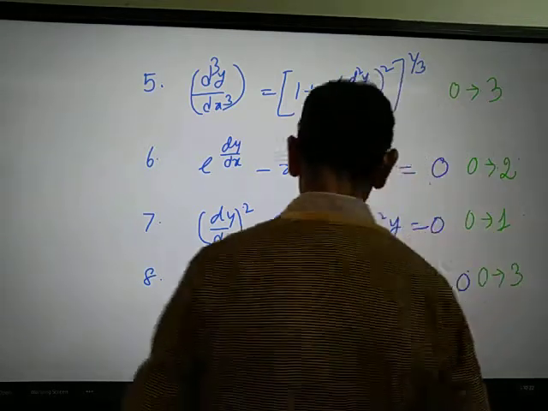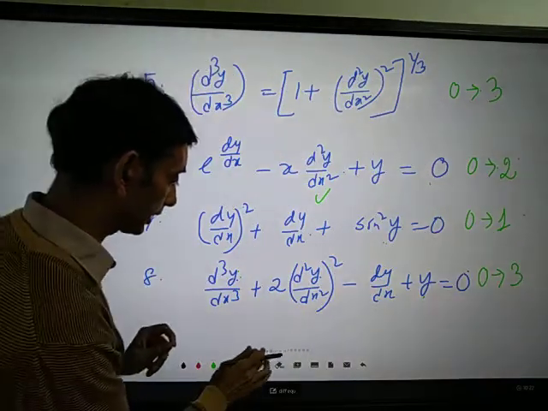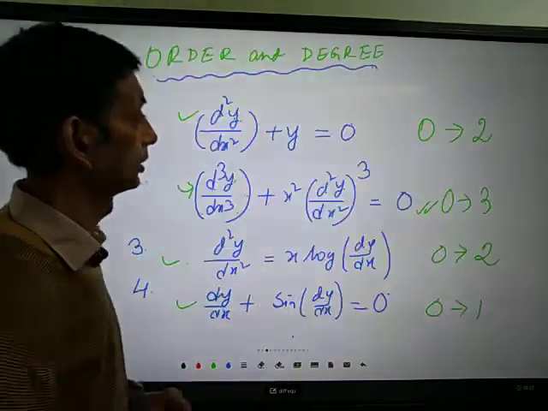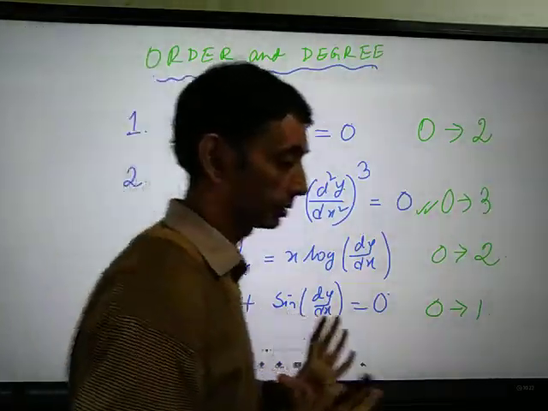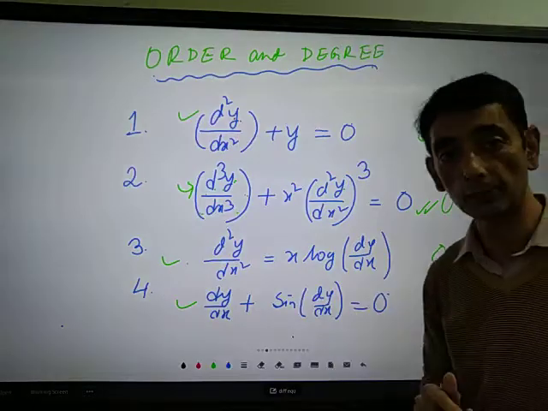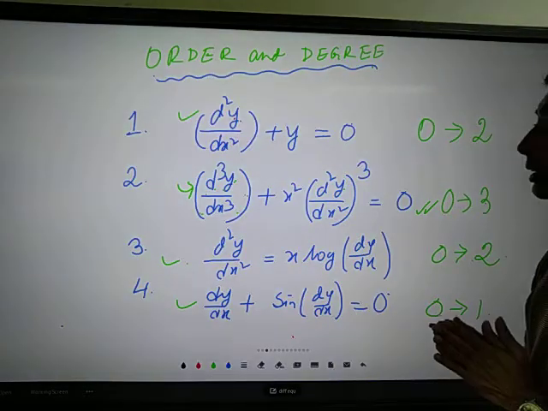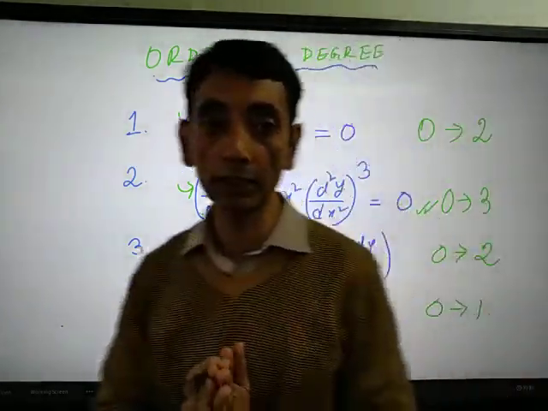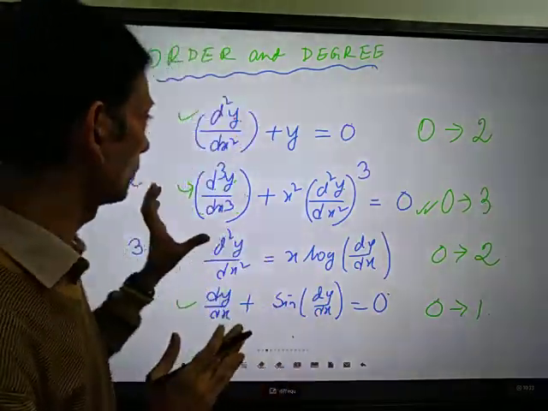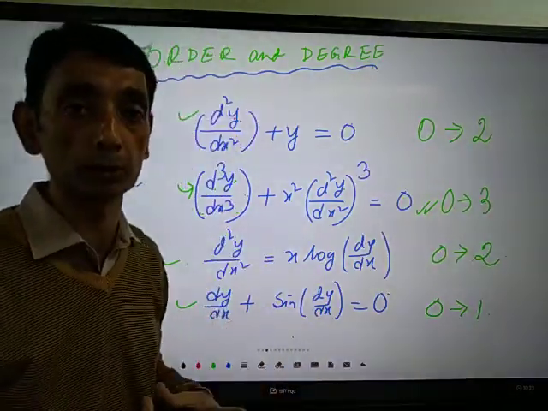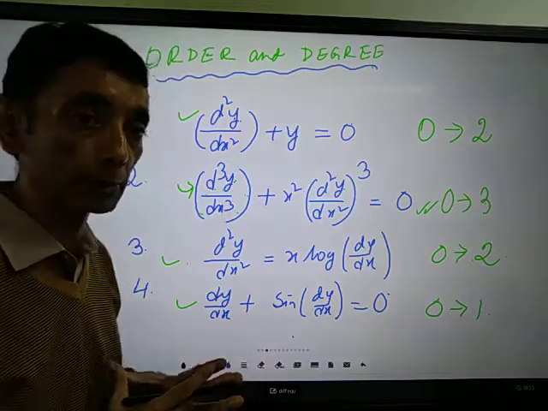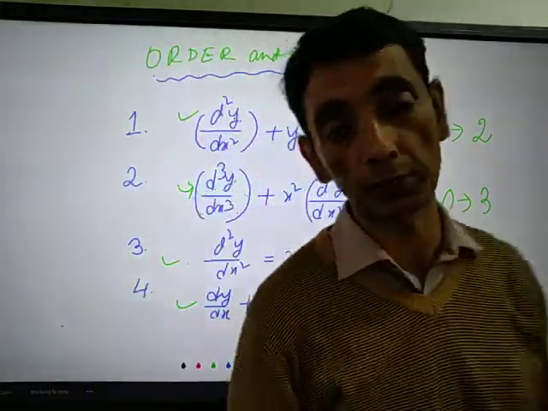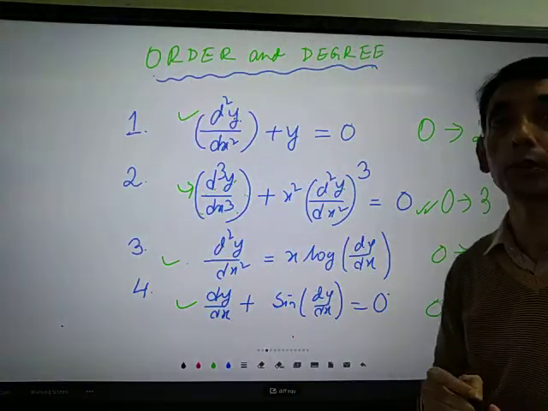Okay, order is 3. Now let us try to understand. Let's see the previous examples. With the help of this, we'll try to understand what is degree. By degree we mean the exponent of the highest order derivative term, in case the differential equation is polynomial in dy by dx.